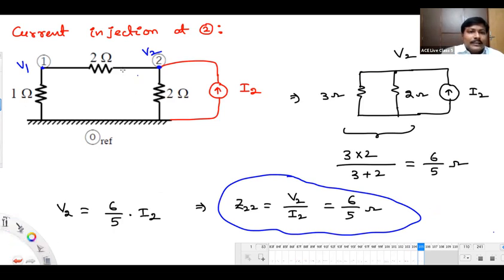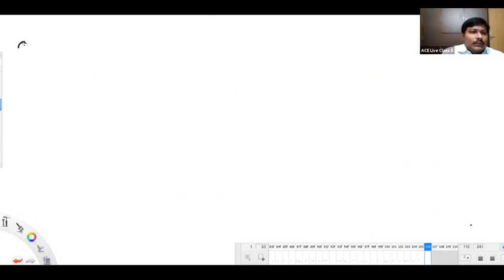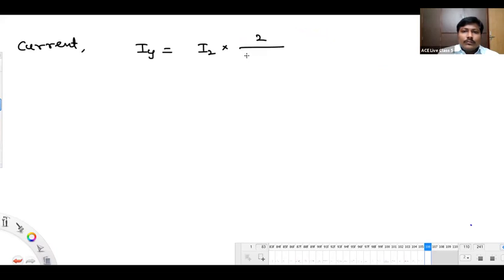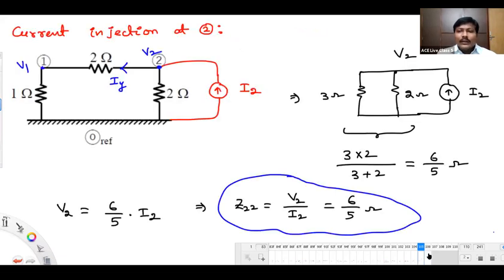Let us say this current is some current IY. For that IY, by current division, I2 into the opposite impedance, which is 2, divided by 2 plus 3. So the current IY is equal to I2 into 2 by 2 plus 3, so it will be 2 by 5 times of I2. IY is equal to 2 by 5 times of I2.